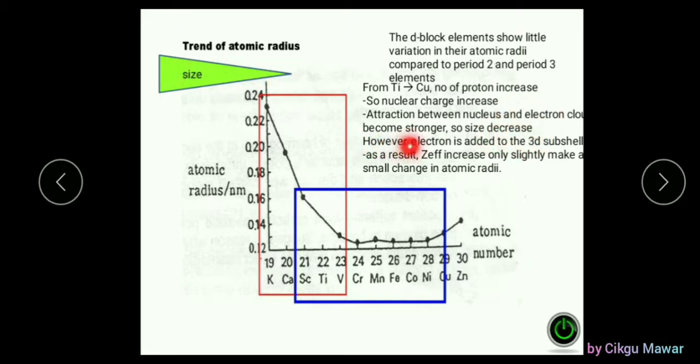However, the electron is added to the 3d subshell. That is what refers to the transition elements. We just add the electron to the 3d subshell. As a result, the effective nuclear charge increases only slightly, making a small change in atomic radius. So that's why for transition elements, the curve is only slightly decreasing. So here is the trend of atomic radius of transition elements.